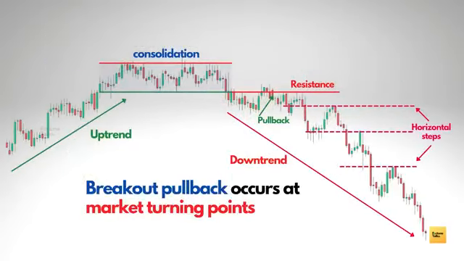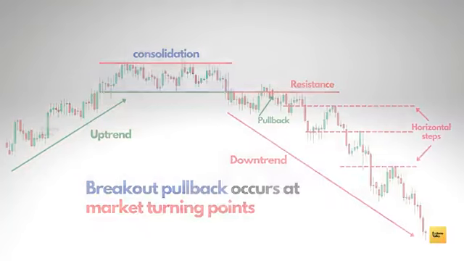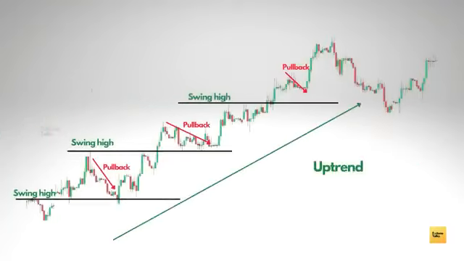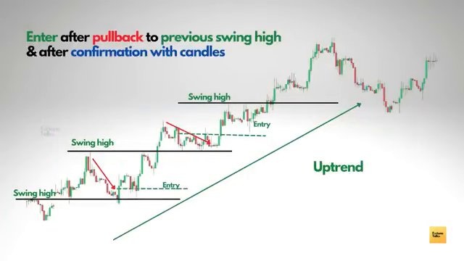The breakout pullback happens very close to the market turning points. But if the trader misses the initial entry opportunity, the horizontal steps can allow the trader to find alternative entry scenarios. It also helps the trader to enter a trade even if the pullback does not form a swing low touching the trend line or a moving average. In case of an uptrending market, the entry would be during the retracement from a swing high level to the previous swing high levels, using confirmation candlesticks like bullish engulfing or hammer patterns for the trade entry.